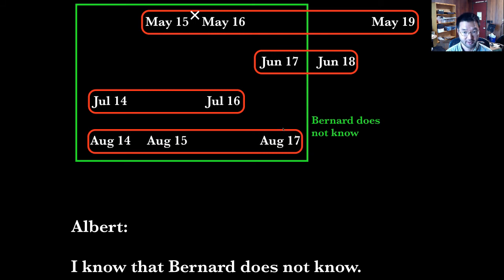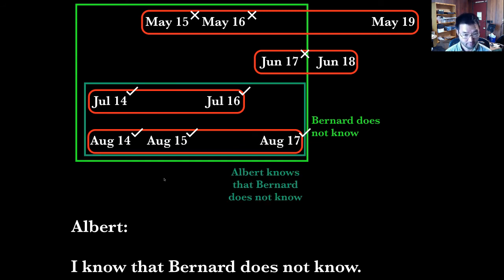Albert does not know that Bernard does not know. Similarly, at May 16th, the bubble goes outside. At June 17th, the bubble goes outside. However, at July 14th, the bubble stays inside. At July 14th, Albert knows that Bernard does not know. Similarly for July 16th and also the August dates. So the event that Albert knows that Bernard does not know is simply this event here.